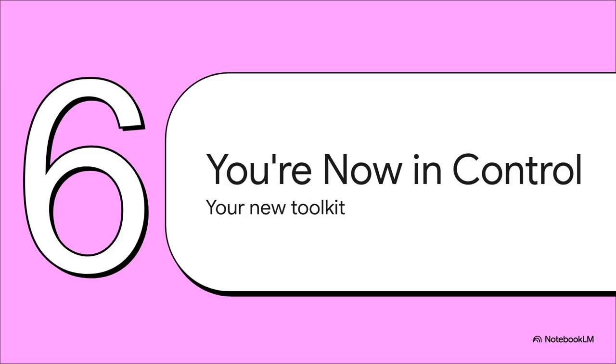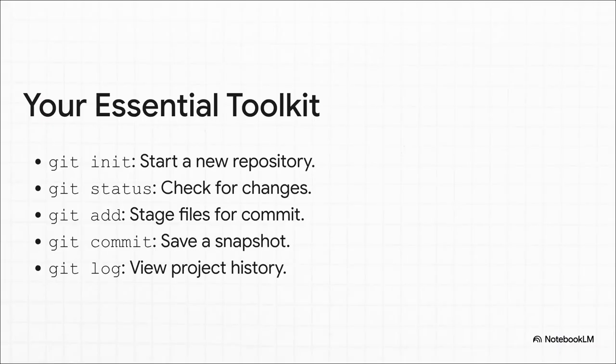And just like that, you've got the fundamentals. I know it might seem like a lot at first, but honestly, it all comes back to just a few core commands that give you complete and total control over your project. So here it is. This is your cheat sheet. If you can remember how to start a project, check its status, add your files, commit your changes, and look at the history, you have everything you need to manage basically any project like a pro.